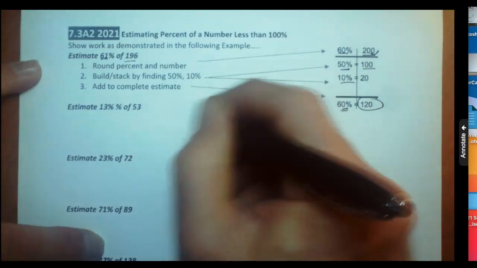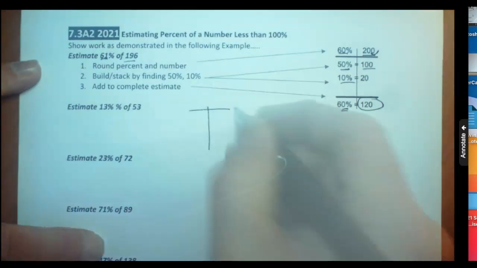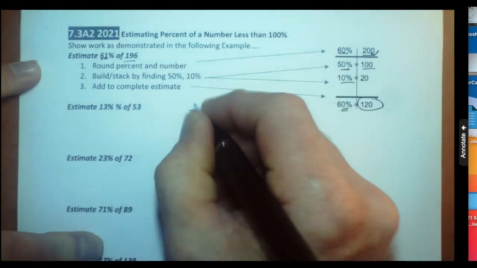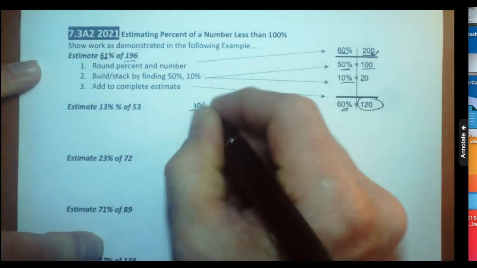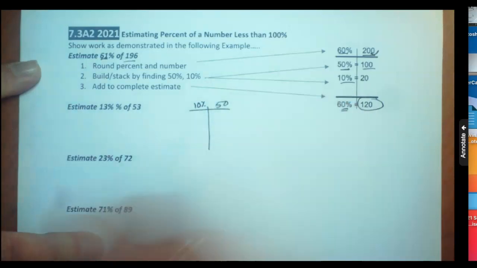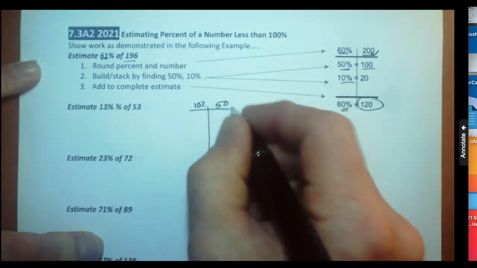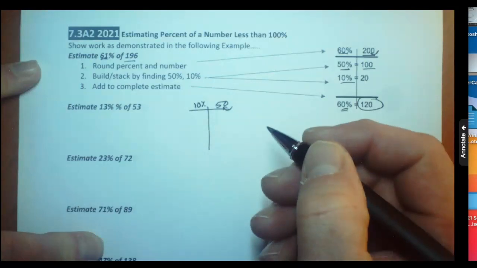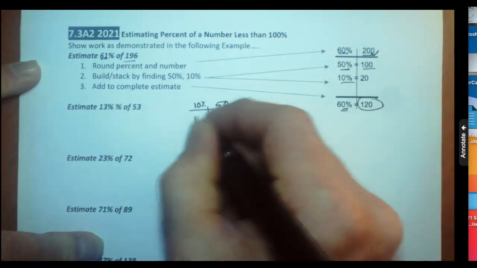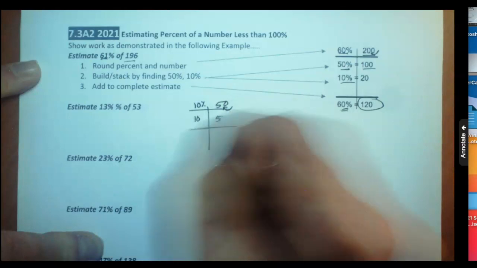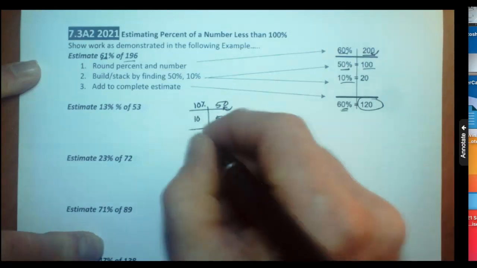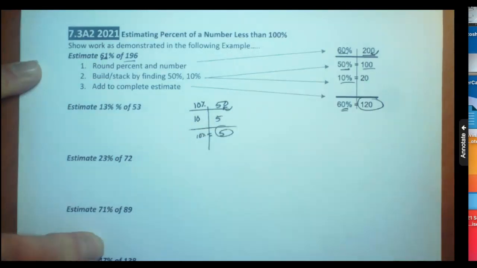So I'm going to go ahead and make a little T-chart for this first problem here. We're looking for 13% of 53. Well, let's just round that down. Let's just look for 10% of 50. Round those to friendly numbers. Well, 10% of any number is simply moving the decimal one place to the left. That's really dividing by 10. So 10% is equal to 5, and that is our estimate. We only have 10% there, so that 10% equals 5.